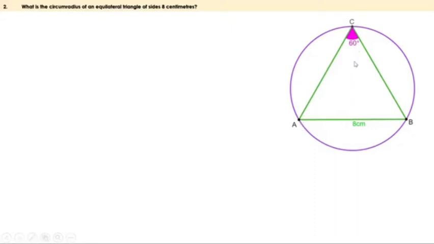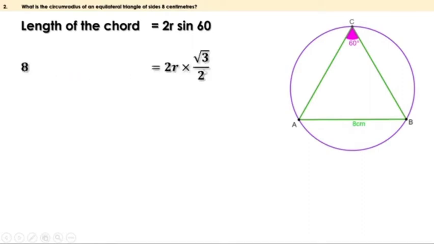For that, we have to use the property that the length of the chord is double the radius into the sine of the opposite angle, isn't it? So we have to use the same property. Length of the chord is equal to 2r sin 60. The length of the chord is given, that is 8 centimeters. 8 is equal to 2r into sin 60, which is root 3 by 2. That is 2r into root 3 by 2. Then 8 is equal to, the 2 can be cancelled, r into root 3. We have to find r. So r is equal to 8 divided by root 3.